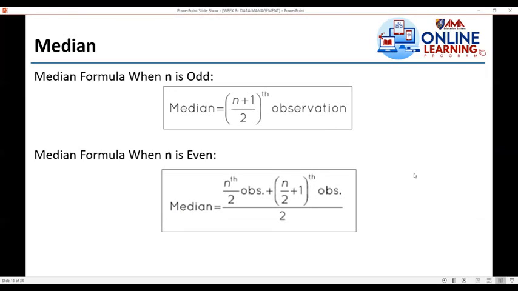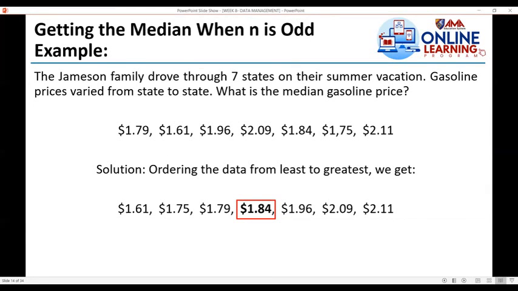Median. The formula when n is odd is given by median is equal to (n plus 1) over 2 observation. And when n is even, median is equal to the n over 2 observation plus the (n over 2 plus 1) observation, divided by 2.